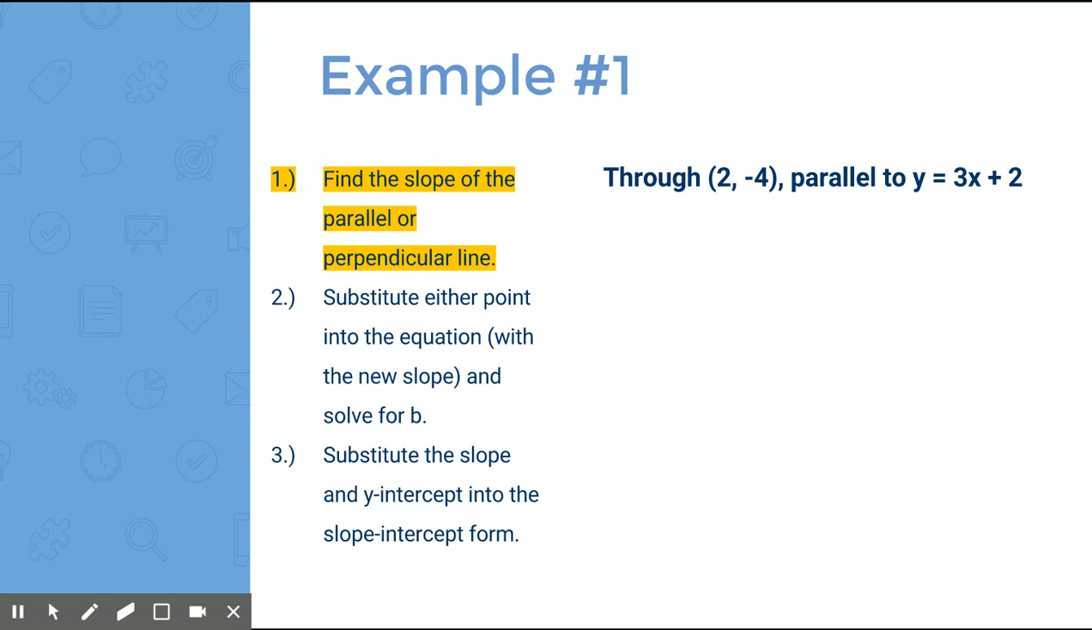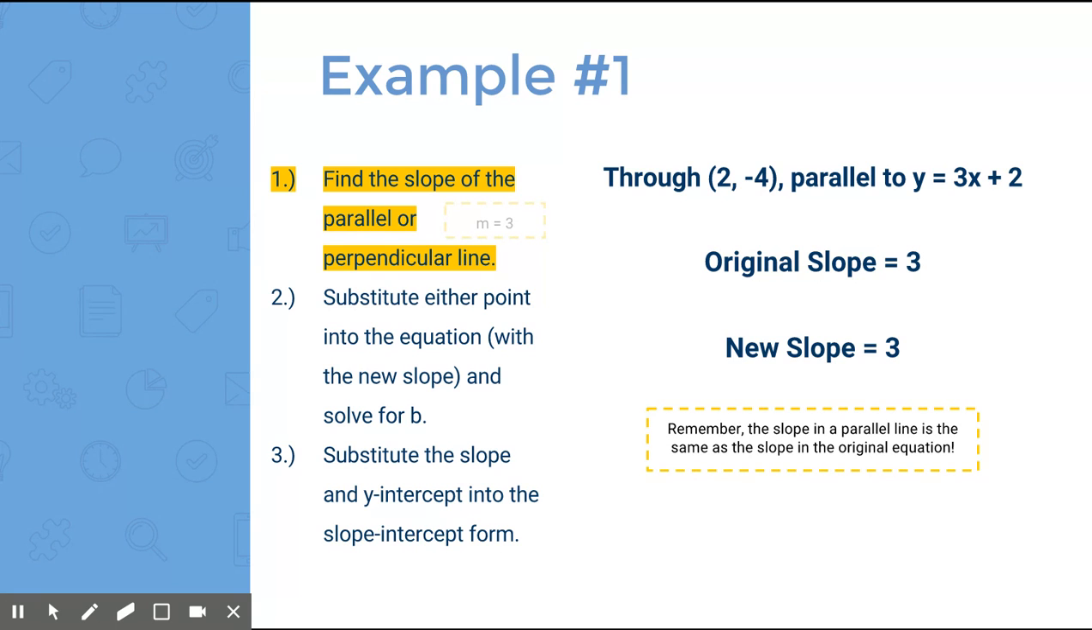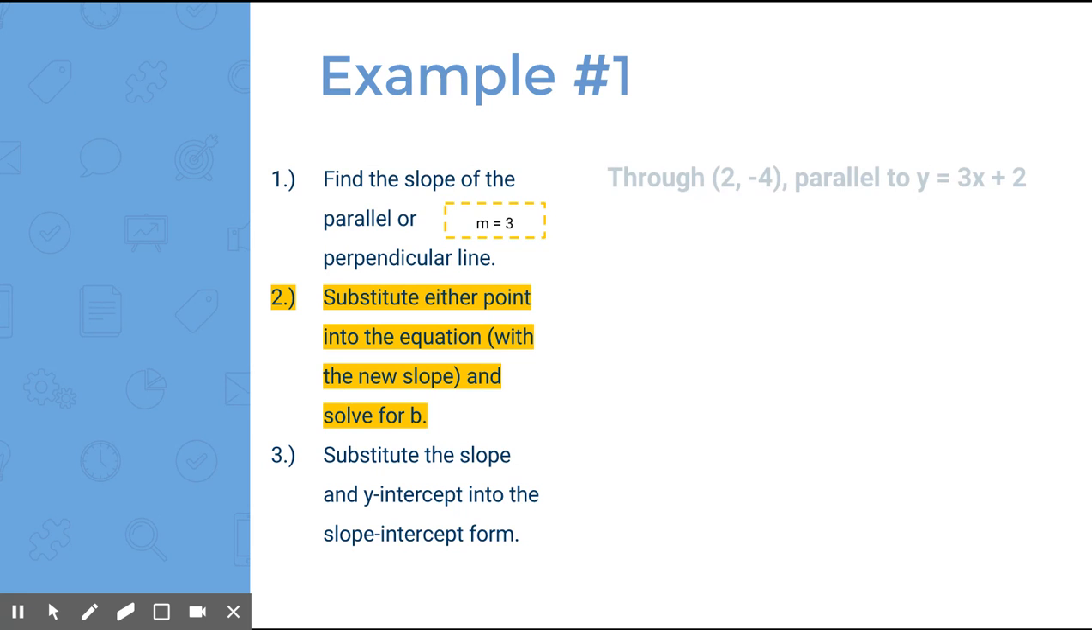Well, it would just be 3. So we know that our original slope was 3, which means our new slope is also going to be 3. So we found our slope, which means we've done step number 1. Now let's talk about finding our y-intercept.